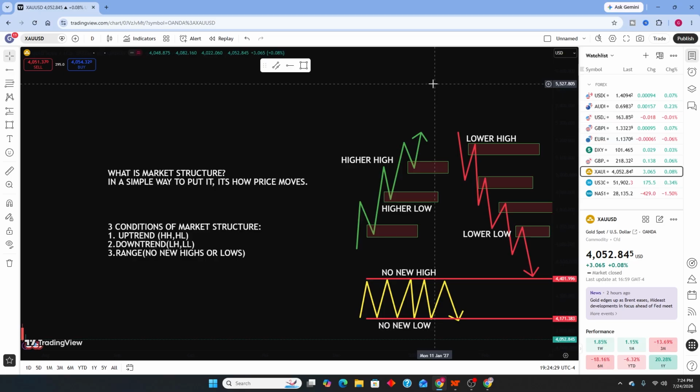Market structure acts like a filter. Support and resistance shows you where price might react. Market structure is going to help you decide which of those reactions fit the market's current direction. Okay?